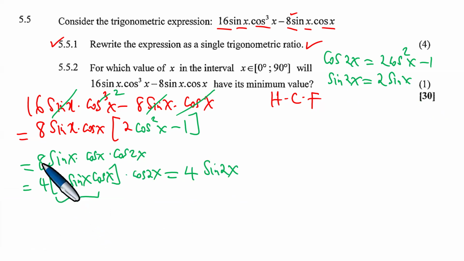Now, we factored out 8, and 8 can be factorized into 4 times 2. Sine 2x is 2 sine x cosine x, so we have that. This one is sine 2x, and this one is cosine 2x. Then what do we do next here?